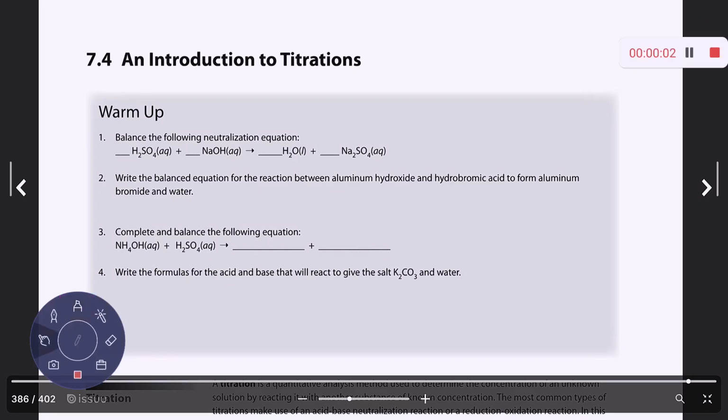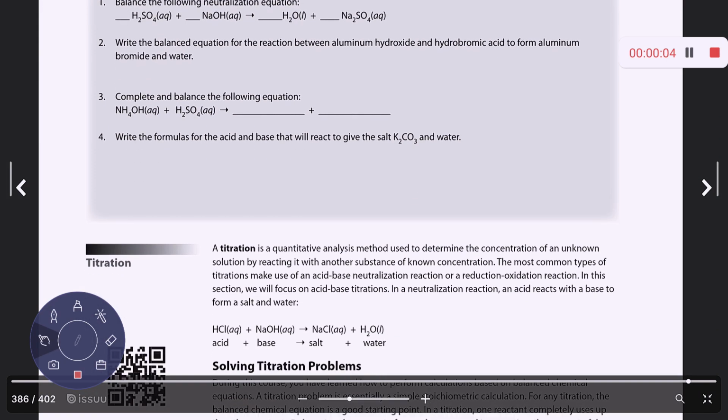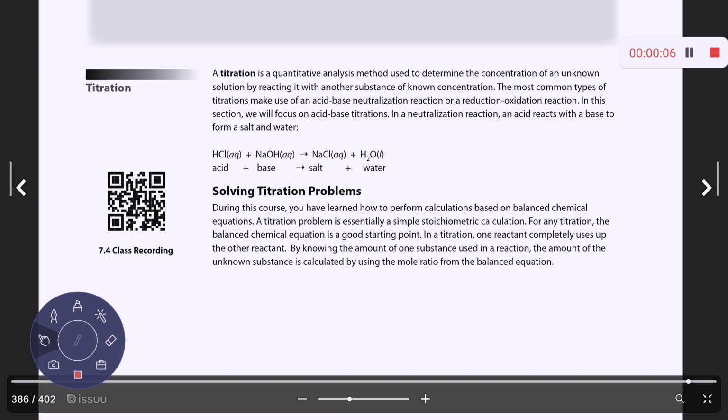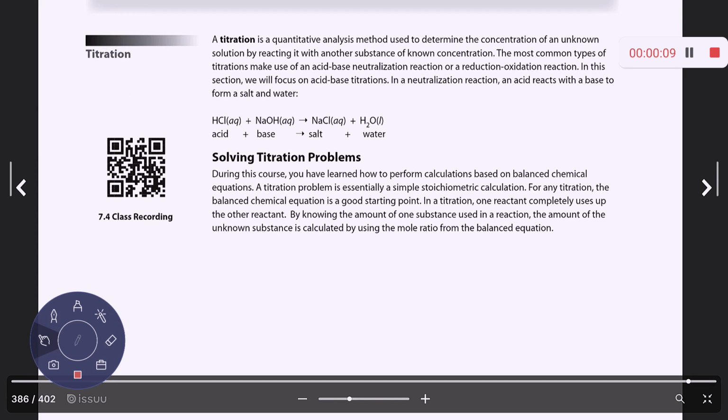Okay. Section 7.4 is about titrations, and titrations are a way of typically determining the concentration of an unknown solution. So they call these quantitative analysis methods. We're going to be using numbers to determine the concentration of an unknown by reacting it with a solution whose concentration we do know. There are a couple of different general types of titrations.